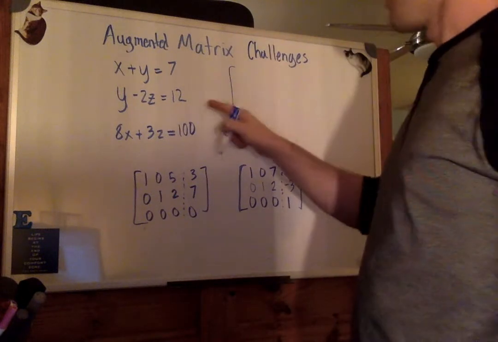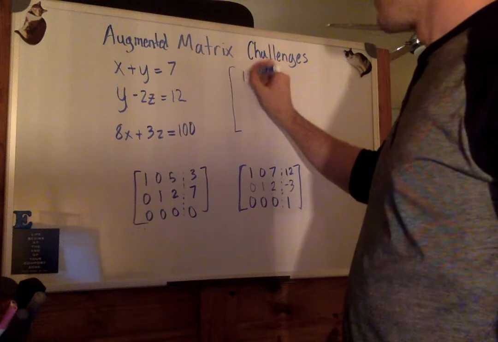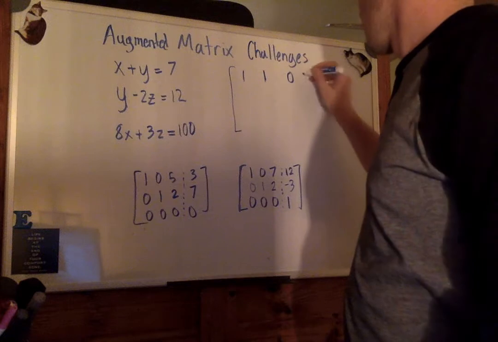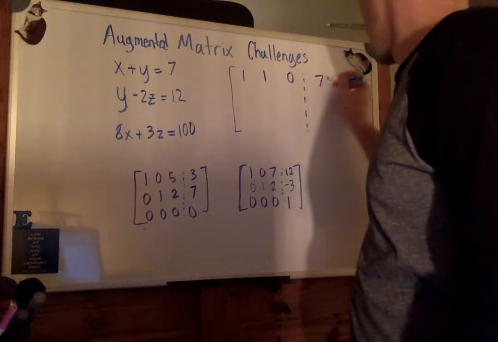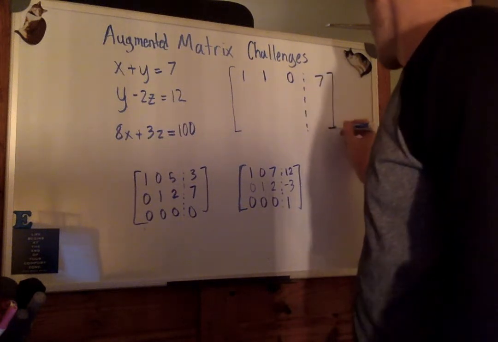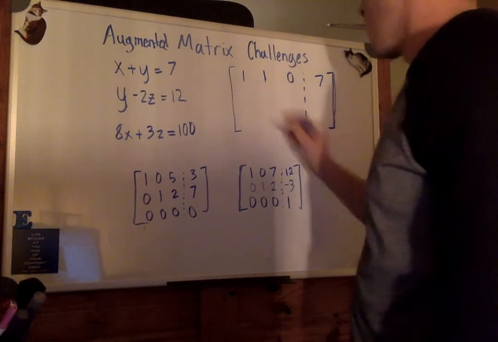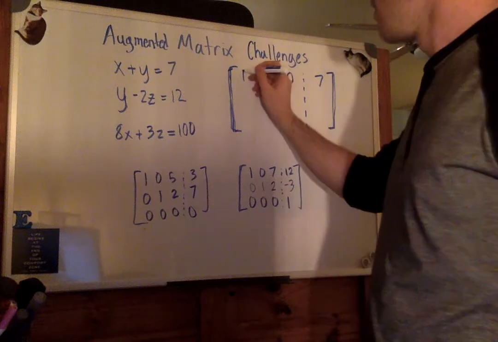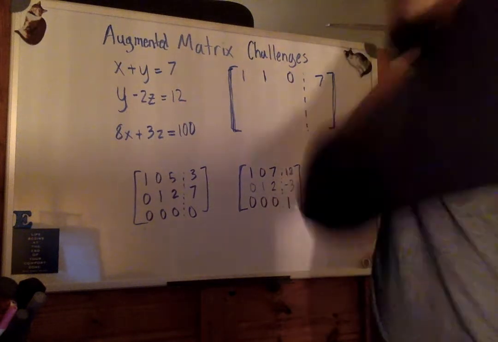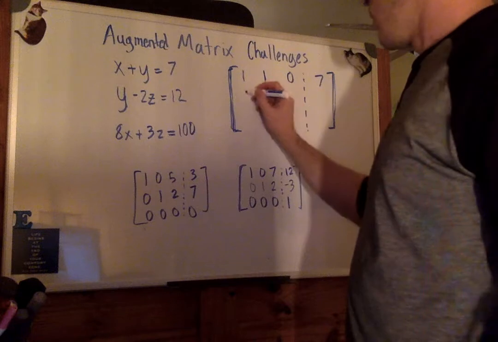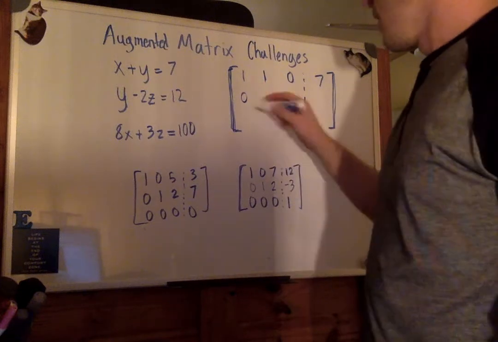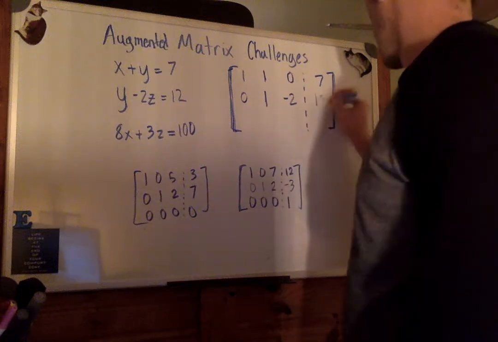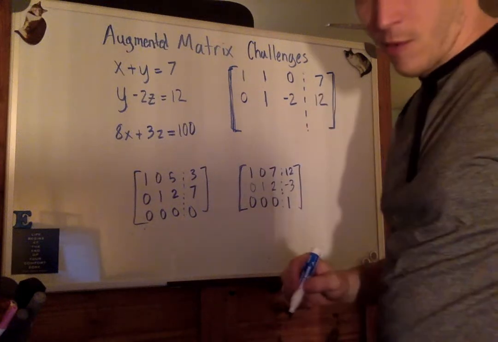Converting this to an augmented matrix, I'm going to put this first row as 1 and 1 and then 0 and then 7. If you have noticed that you have already made a mistake, go fix it, if you understand why. If you don't understand why, come back with me. This next one starts with y, so I guess there's 0 x's and 1 y and negative 2 z's, and that all adds up to 12. Do you see where I'm going?